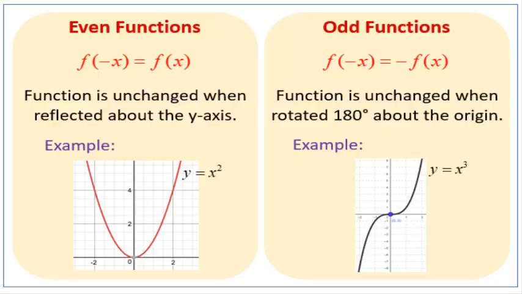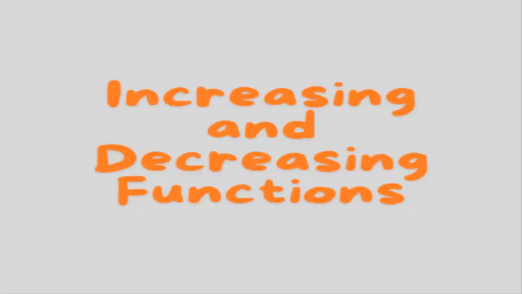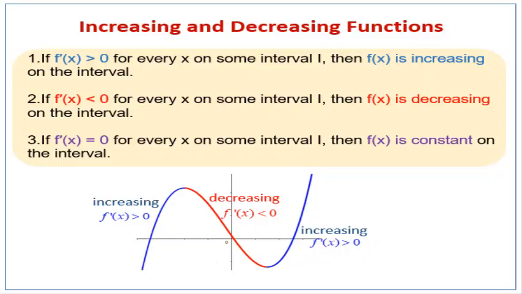3. Even and odd functions. An even function is symmetric about the y-axis, meaning f(-x) = f(x) for all x in the domain. An odd function is symmetric about the origin, meaning f(-x) = -f(x) for all x in the domain. 4. Increasing and decreasing functions. A function is increasing if its values increase as the input values increase. A function is decreasing if its values decrease as the input values increase.